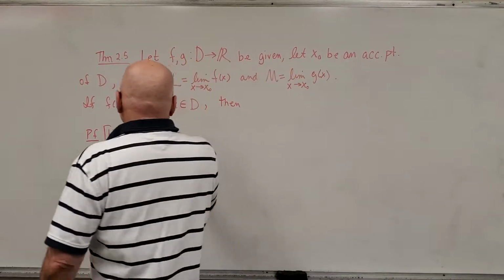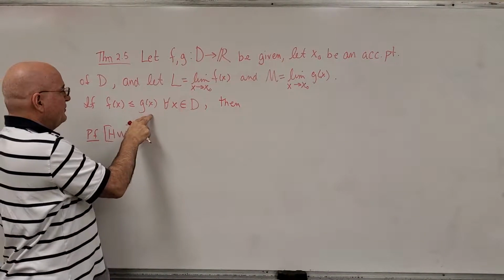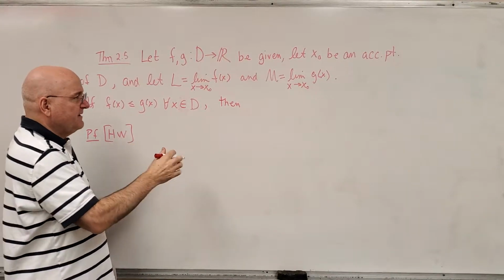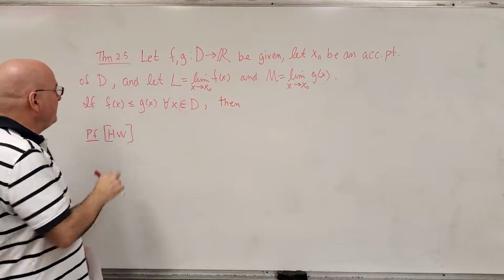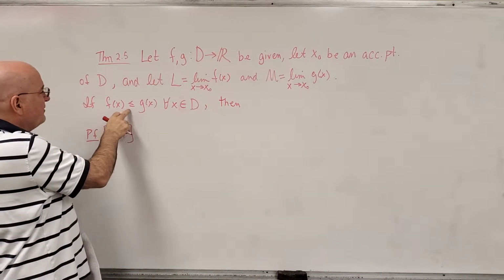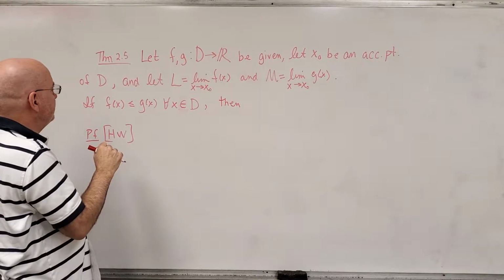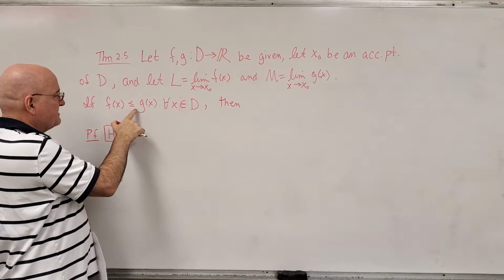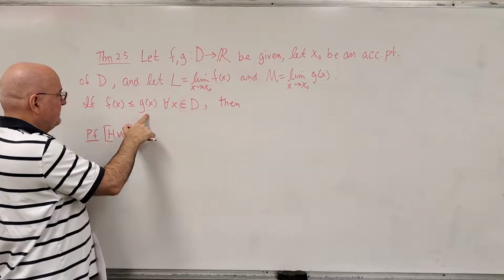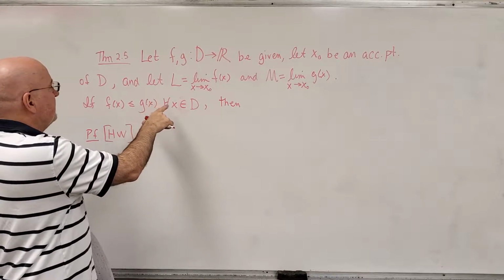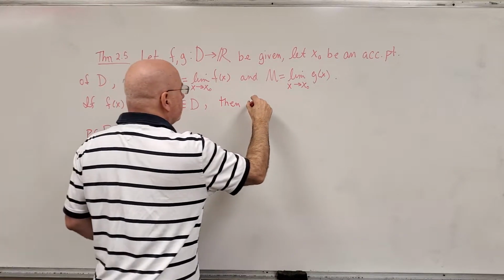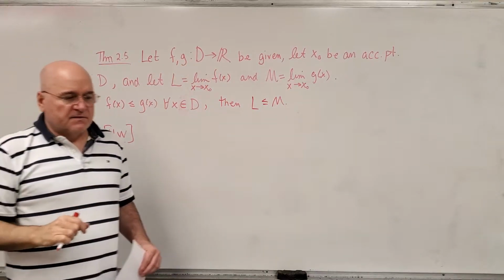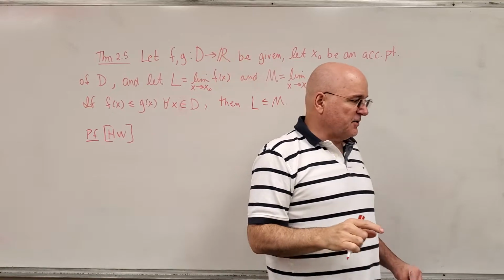So the theorem states that if f of x is less than or equal to g of x for all x in the domain, then I imagine you know what to put here. Then f of x is smaller than or equal to g of x for every x in the domain. That would mean that the limit of this function as it approaches x naught is going to be less than or equal to the limit of this function as it approaches x naught. So we would have, which one's which? L less than or equal to m. So that's the statement of the theorem.